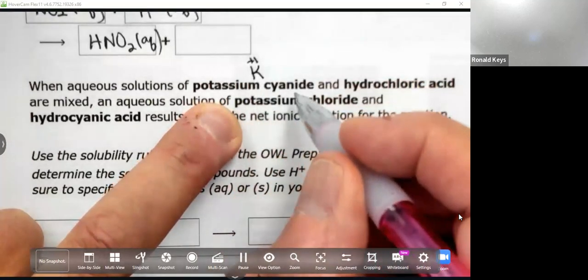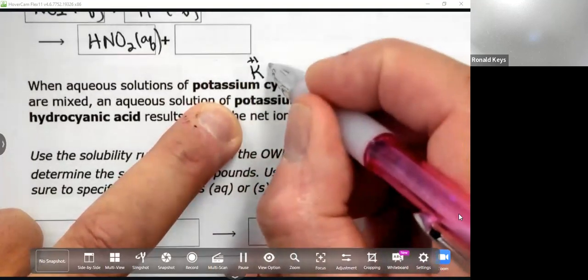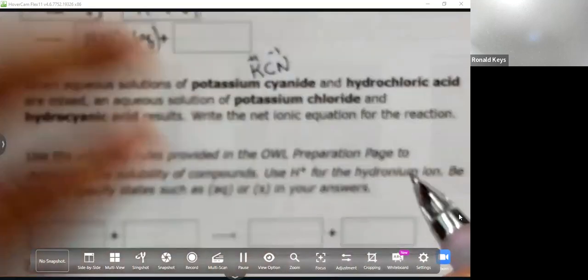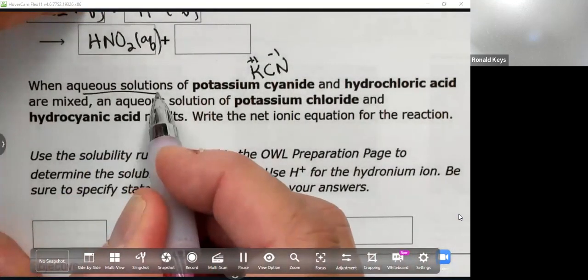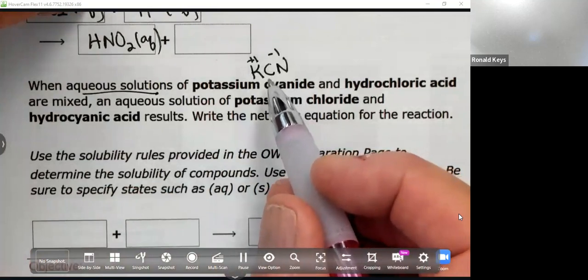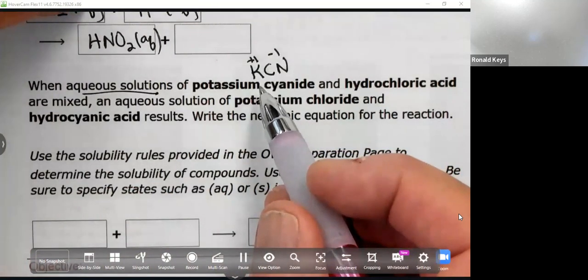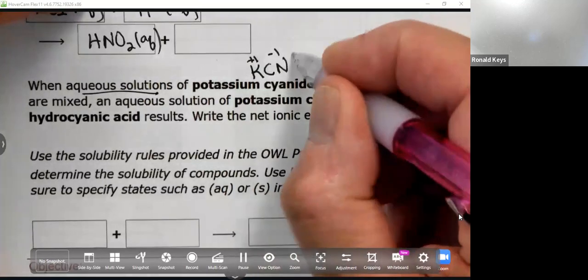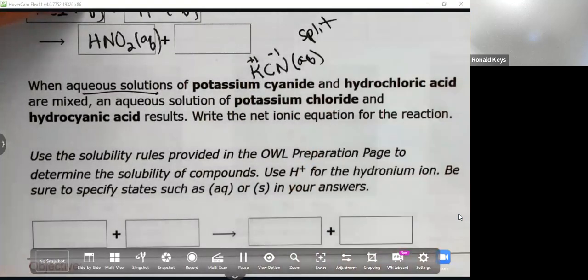It's KCN, with the cyanide being minus 1. It says an aqueous solution. Is that going to split up? Sure, this is going to split up into ions. It starts with potassium, so we know that this is going to be aqueous. Let's write split here as we're looking.